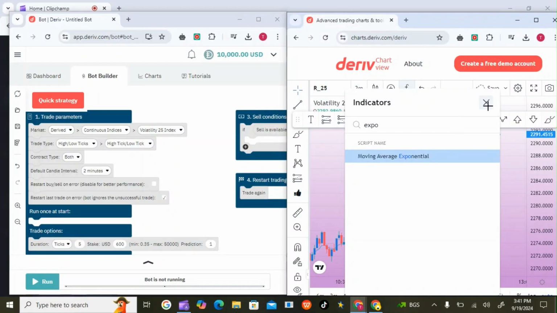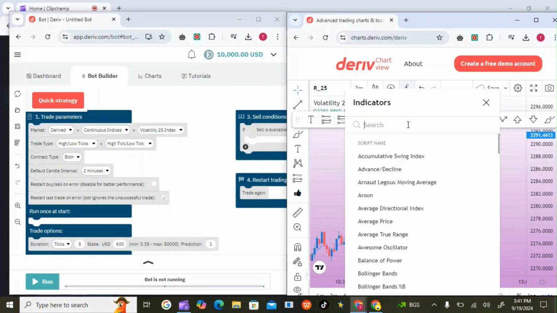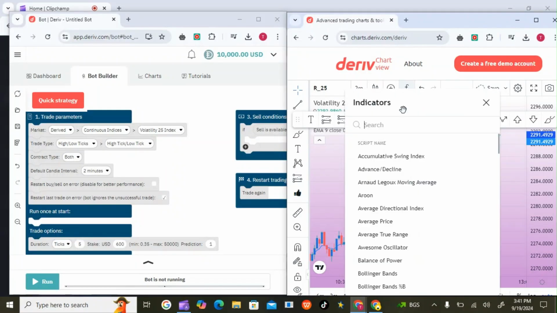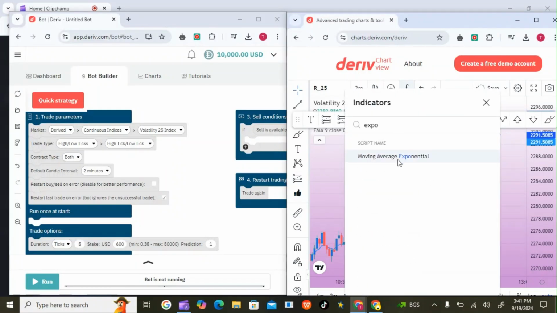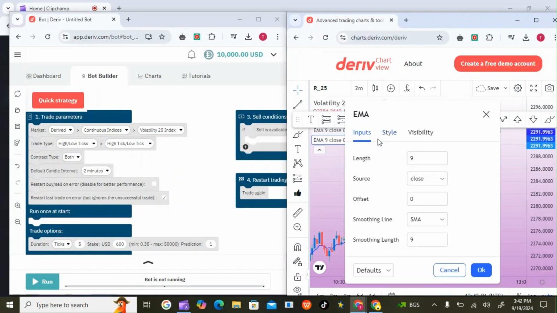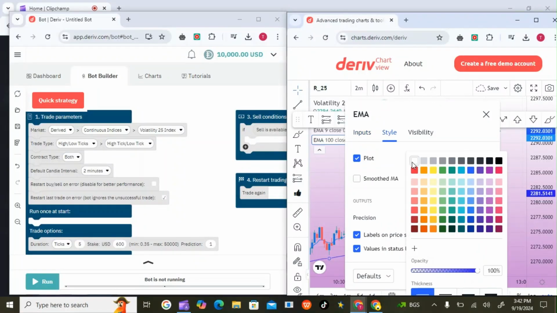There are things that I want you to know. You will input the first moving average, so exponential moving average again, and another time. You'll just input the exponential moving average again, and then I want you to set these moving averages to certain lengths. In the first moving average, we will use 100. You can see I'm putting it to 100, and you can change the smoothing line to EMA, and for the style put 1:1 color, and maybe put it to color green.